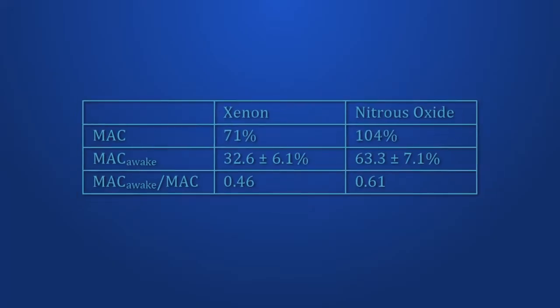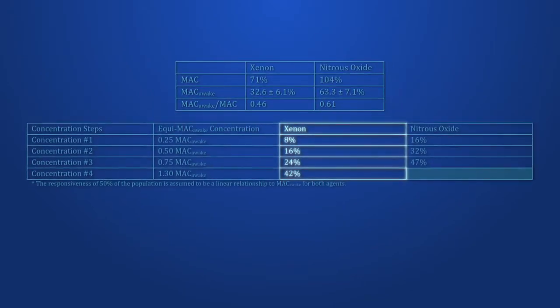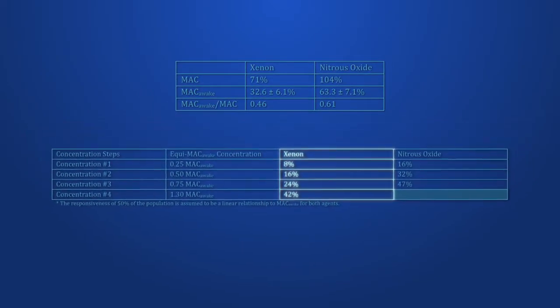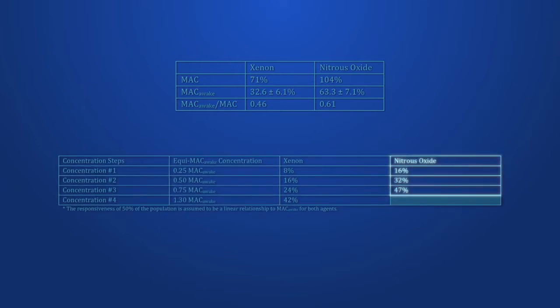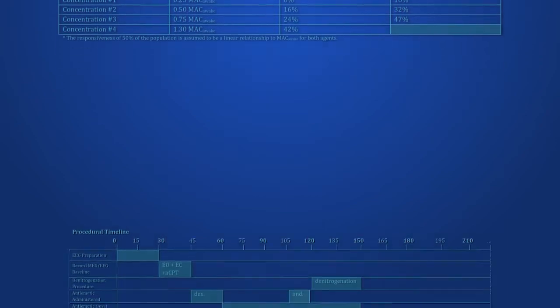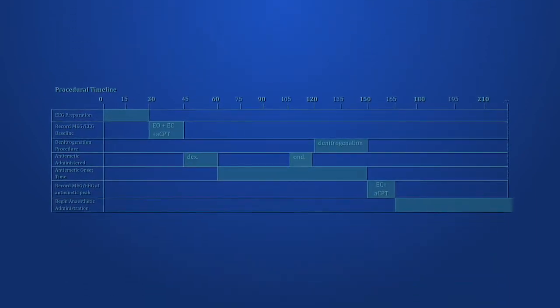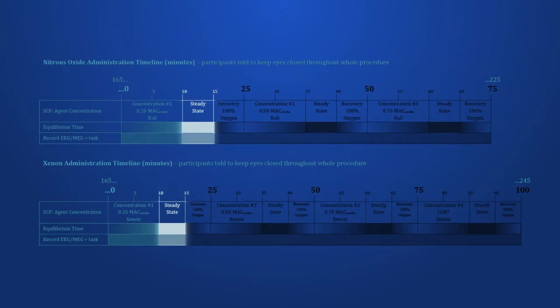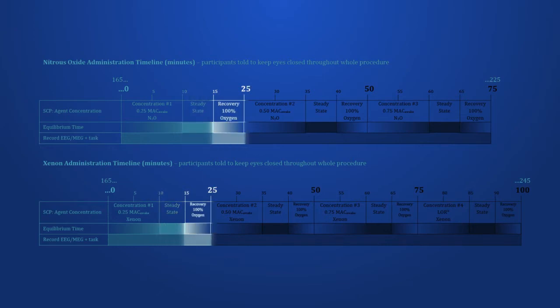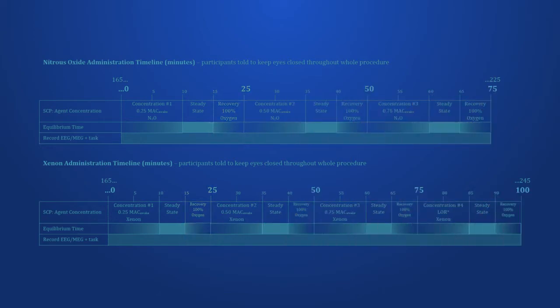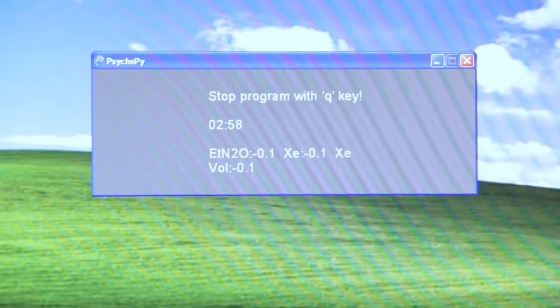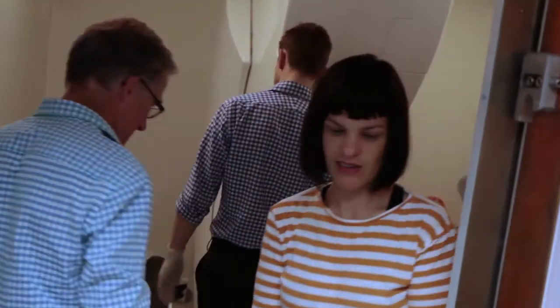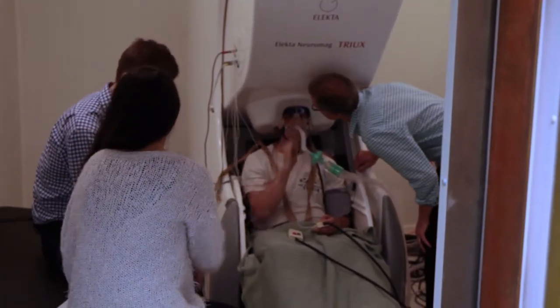The protocol then proceeds to deliver 4 equi-MAC awake, progressively increasing stepwise levels of xenon gas, or 3 stepwise nitrous oxide levels, over a period of 15 minutes each in order to assure blood-brain gas equilibration. Each level should contain a 5-minute steady state when the desired gas concentration is reached, and should be followed by a 10-minute washout period. During all levels, oxygen, carbon dioxide, and xenon or nitrous oxide levels are continuously monitored and electronically logged. At the end of each level, participants are briefly assessed before progressing to higher levels.